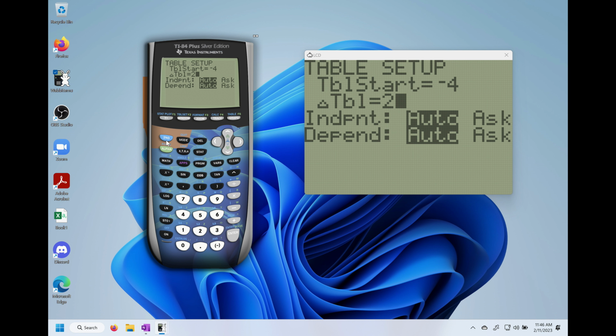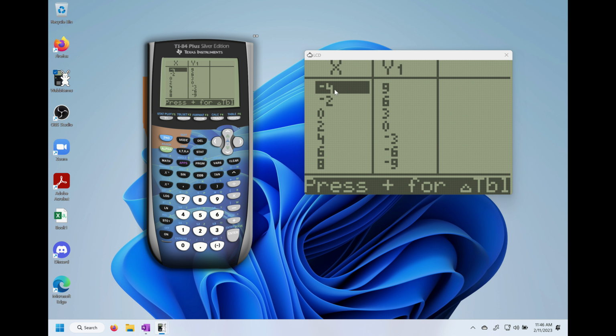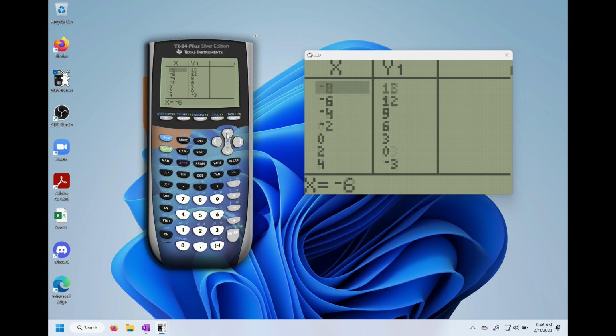So let's go back to table now and see what happens. Here we have negative 4, negative 2, 0, 2, 4, 6, 8. And even if we went up, notice all our numbers are even. If we went down even further, we still are increasing our table by 2 every single time. So that's how you use the table feature and then the table set feature.